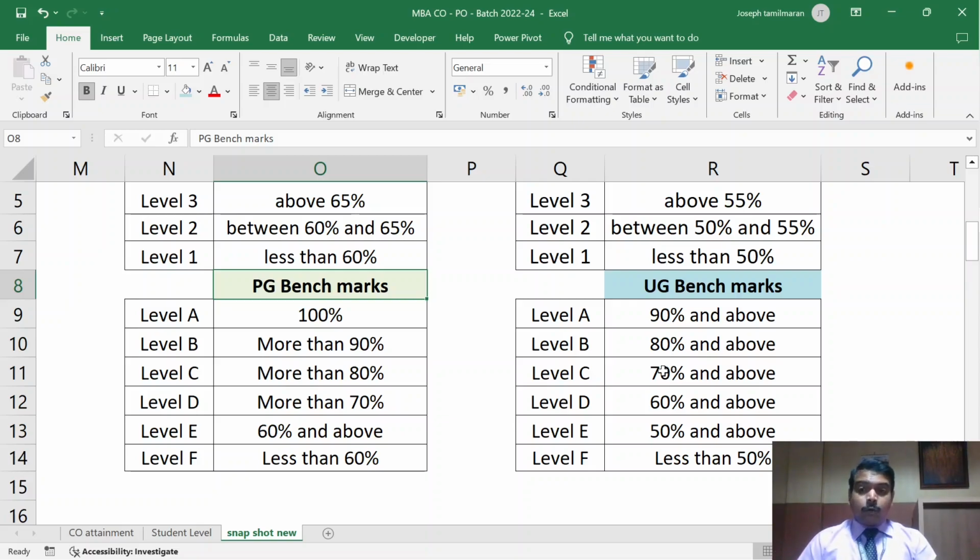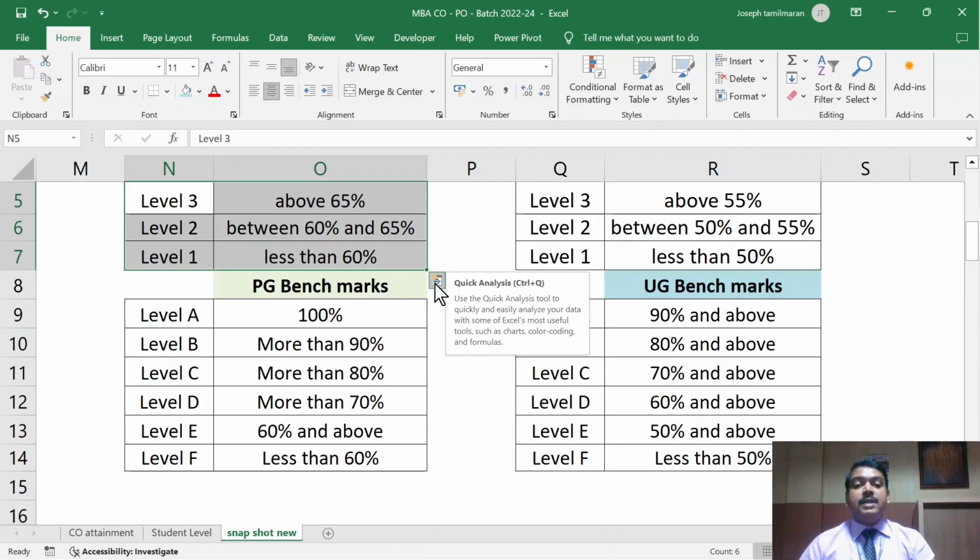When you look at the program outcome benchmarks, they are the same as the first matrix of the course outcome benchmark. For the PG program, the PO attainment has the same level 1, 2, 3, wherein level 1 is less than 60 percent, level 2 is 60 to 65 percent, and level 3 is above 65 percent. So the program outcome and the course outcome benchmarks are the same. For program outcome, do we take the average mark or the percentage of students? We are going with the average marks only here for the program outcome.